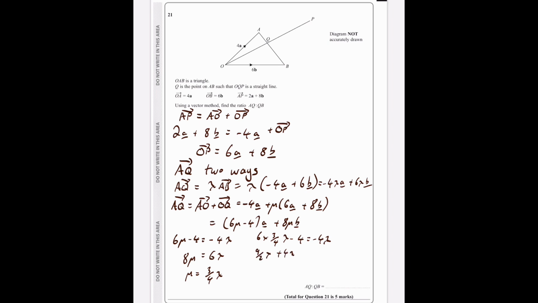Substituting that in to the first equation, 6 times 3/4 lambda minus 4 equals minus 4 lambda. Go on to solve it, we get lambda equals 8 over 17, and that's enough to deduce that A to Q is 8/17 of A to B, i.e. A to Q to B must be split in the ratio of 8 to 9. If you think about it, if it's 8/17 of the way, then there's 9/17 left over. So A to Q to B is 8 to 9. Well done if you got that.